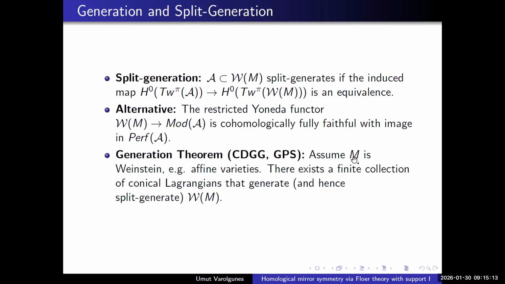Okay, but now if we make an extra assumption on M, we assume that it's Weinstein. I'm not going to introduce this, but it's a condition that holds, for example, for affine varieties. The Liouville manifolds that come from affine varieties are Weinstein. In that case, there exists a finite collection of conical Lagrangians that generate. I didn't tell you what generate means. Generate means you just remove this pi. It's a stronger condition. So they prove the stronger thing, but I will only use split generate today. So this finite collection, these are the co-cores of a handle decomposition. They generate the wrapped Fukaya category. Okay, it's a big theorem.